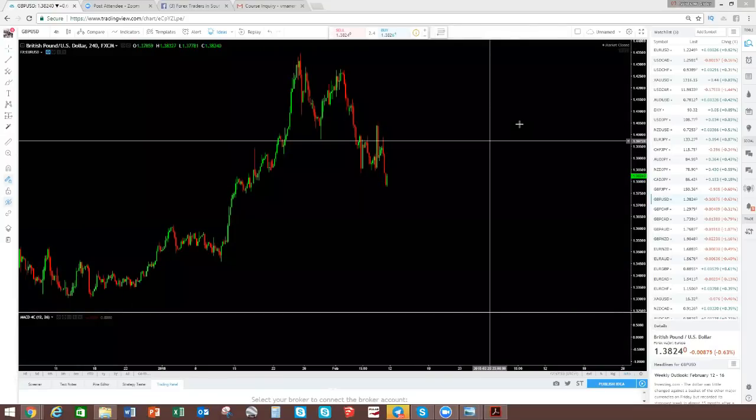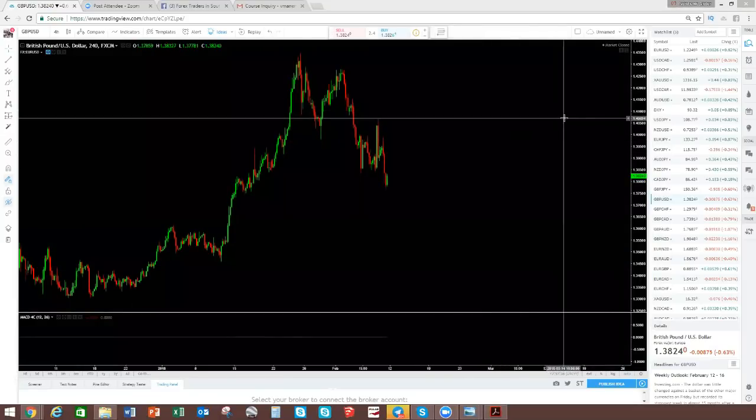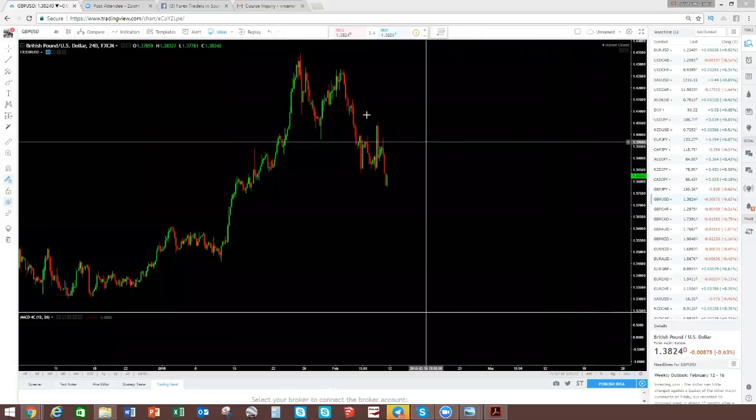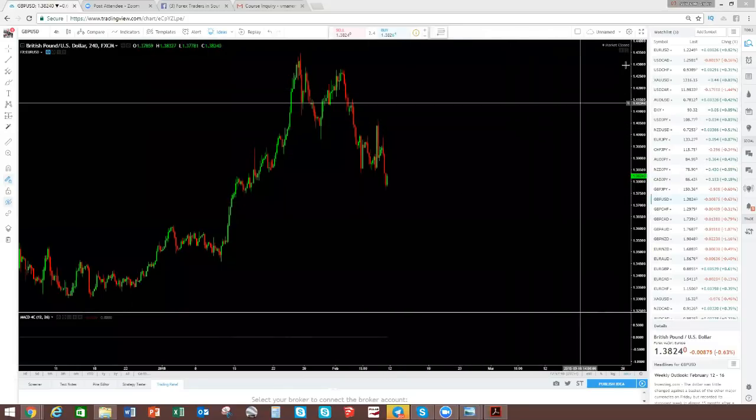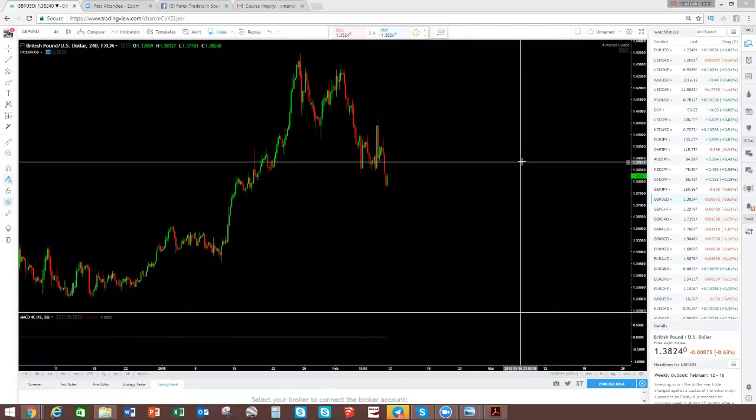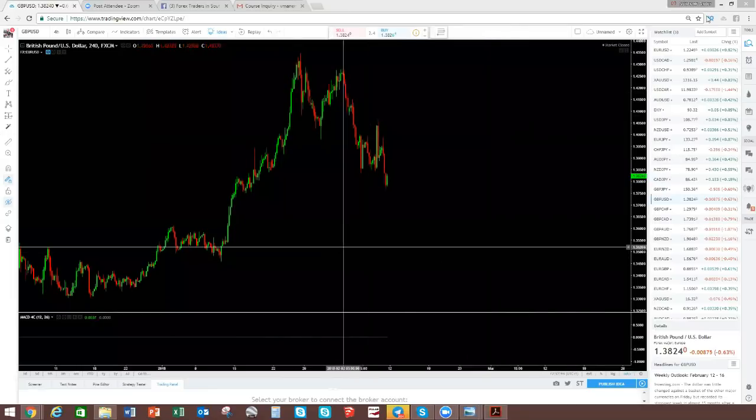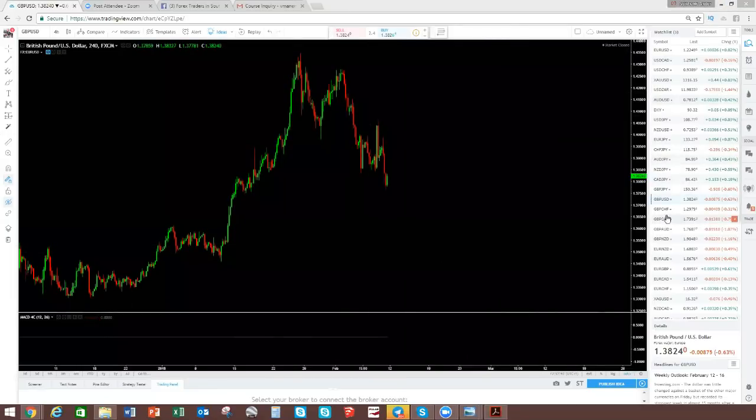Please look out for the pound US dollar trade of the week that I did a couple of weeks back. I said we are expecting a 3,000 pip move to the downside, obviously not in a straight line, in the next year on pound US dollar.